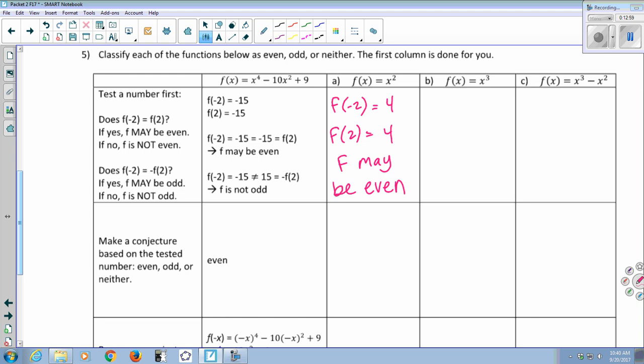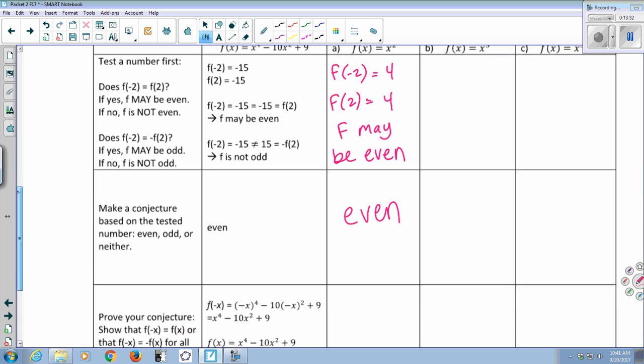So make a conjecture based on the tested numbers, right? We think that this might be even. Then I have to prove that it's true, not just for 2 and -2, but no matter what set of opposite x values I plug in, that I will always get the same y value. I can't test every positive and negative x. I could do a few more if I want. I could do 1 and -1, 3 and -3, 4 and -4, 5 and -5, and see that I keep getting the same y value, but you can never test all of them.